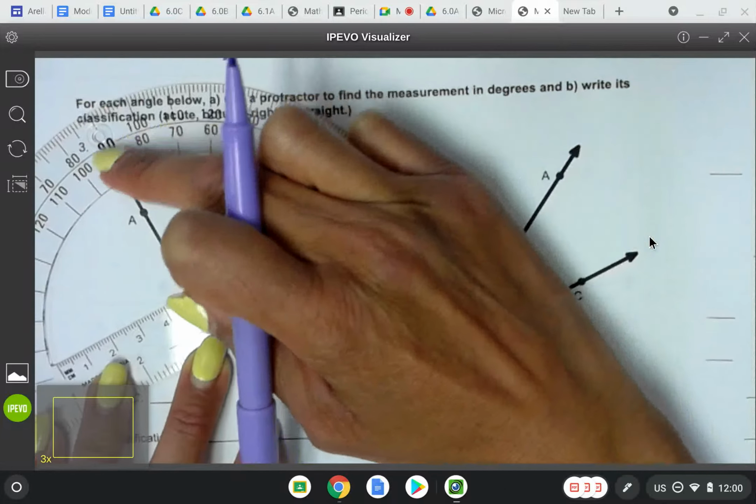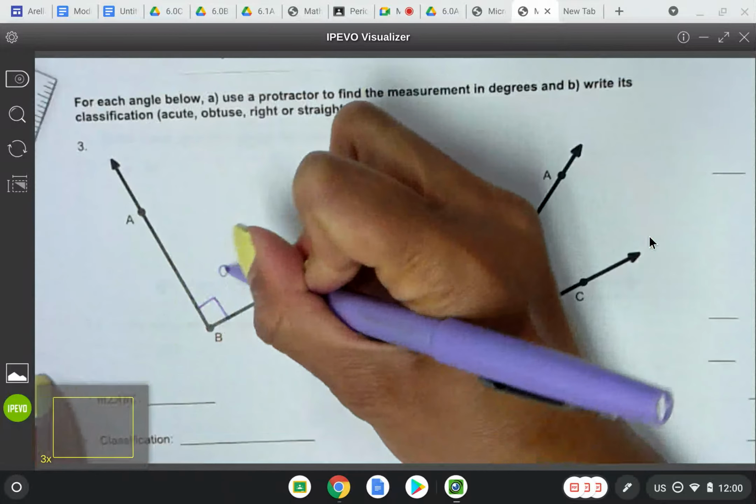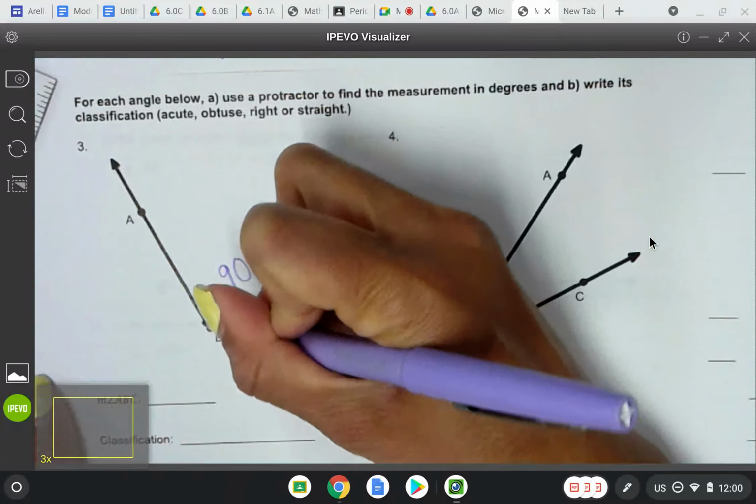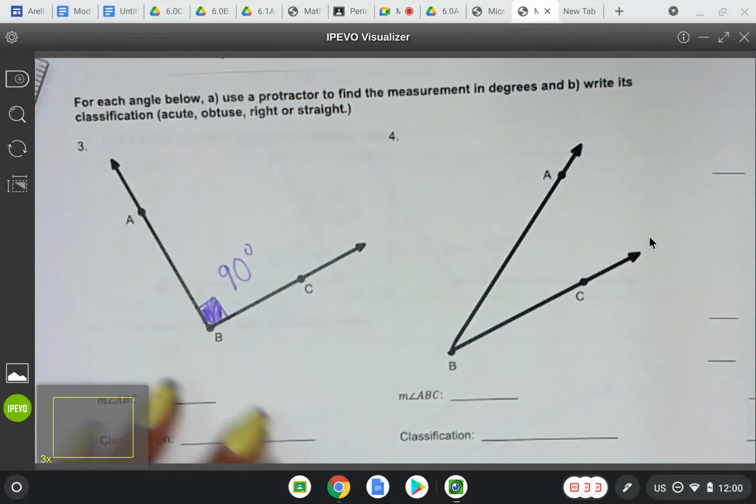So if I go counterclockwise, that angle would measure 90 degrees. So this angle is 90 degrees. Usually you're going to see a box that indicates that an angle measures 90 degrees. That means it's a right angle.